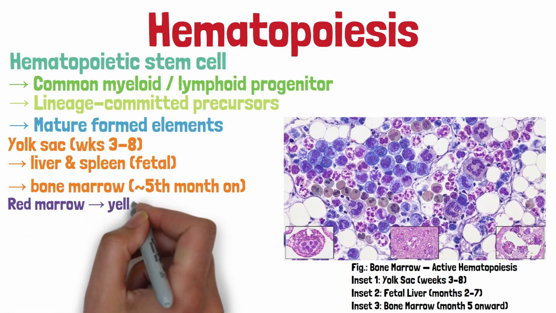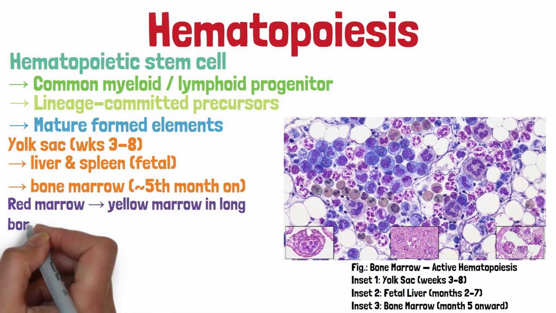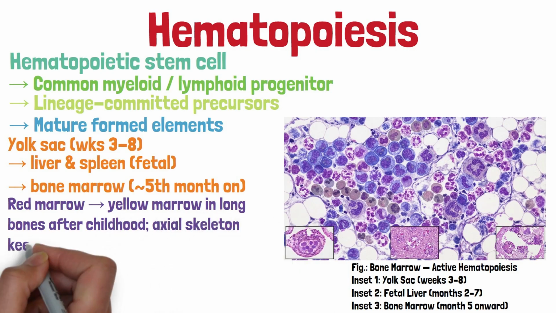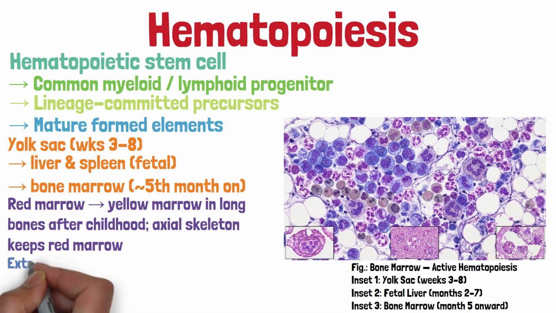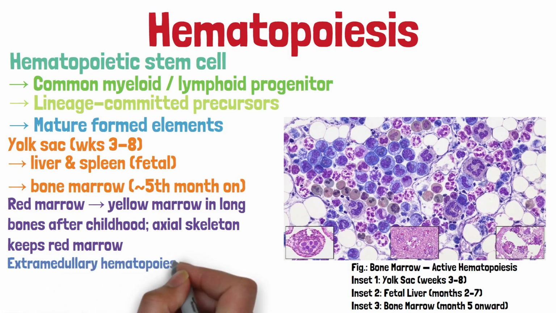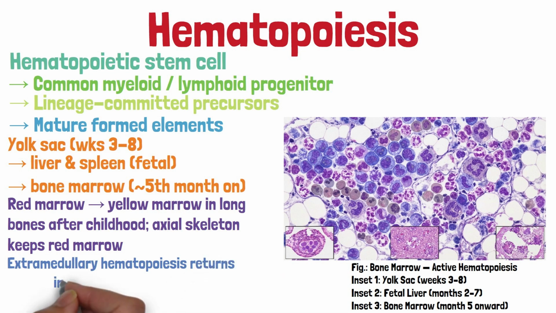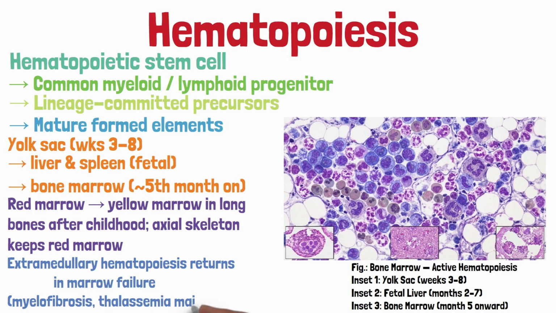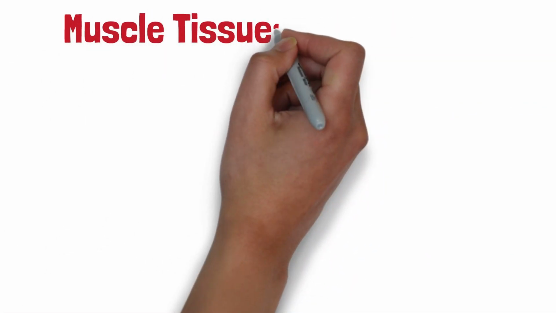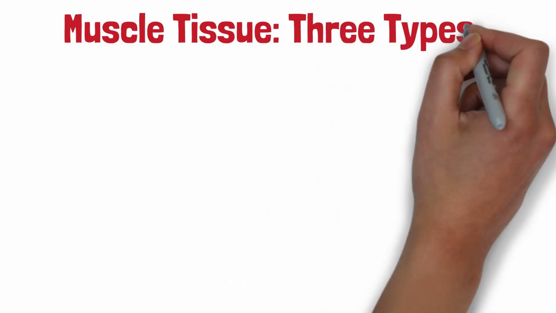Red marrow gradually gets replaced by fatty yellow marrow in the long bones after childhood, though the axial skeleton holds onto its red marrow. One board pearl worth remembering: in marrow failure states, myelofibrosis, severe hemolytic anemias, thalassemia major, the liver and spleen can reactivate and take hematopoiesis back over. That's called extramedullary hematopoiesis.